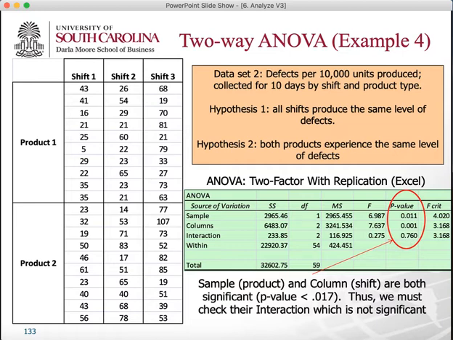So let's take a look at example number 4. I think we're at the right one. In this case, it's different data, but the same kind of setup. What is happening in my ANOVA?